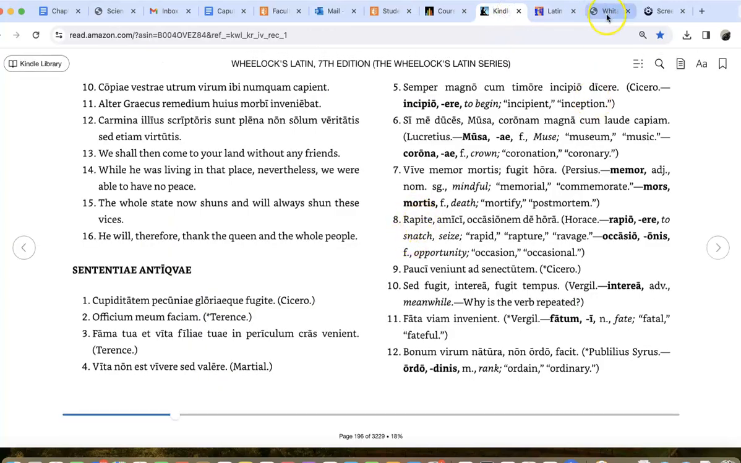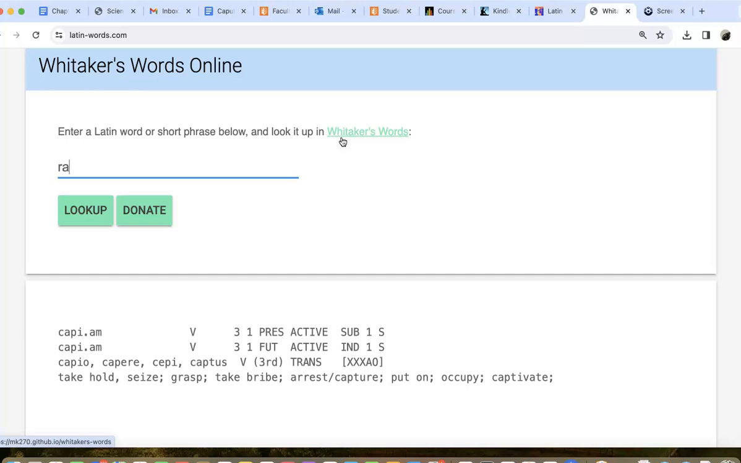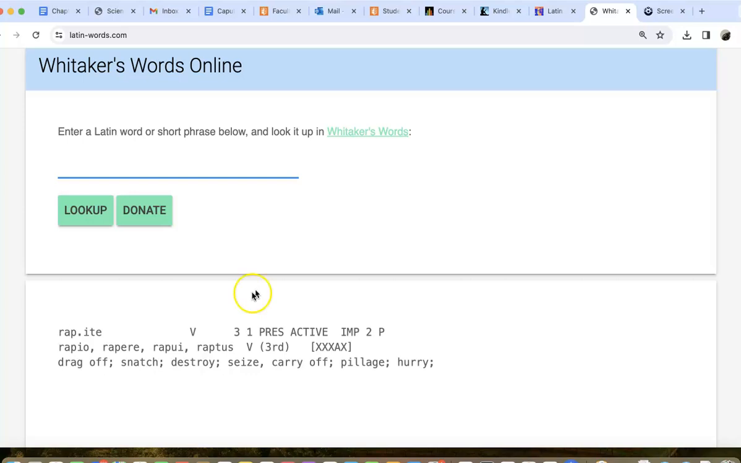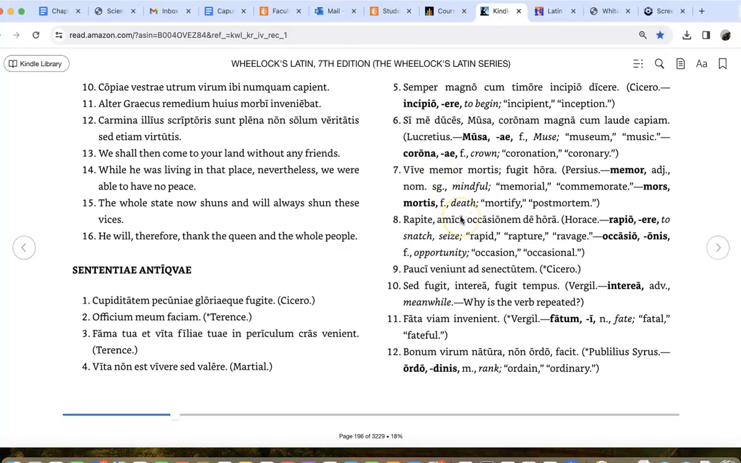Seize, rapite. Again, if we're not sure, we get out our Whitaker's words. A lot of life is just slowing it down. You want to be a researcher, you got to slow things down here. So rapite, R-A-P-I-T, present, active, imperative, second person plural. Once again, drag offs, destroy, pillage, they don't really make any sense. So seize. So that is one of the challenges, is you're going to have to trust your intuitions in terms of which one fits the context. So just because Latin doesn't have the vocab that English does.